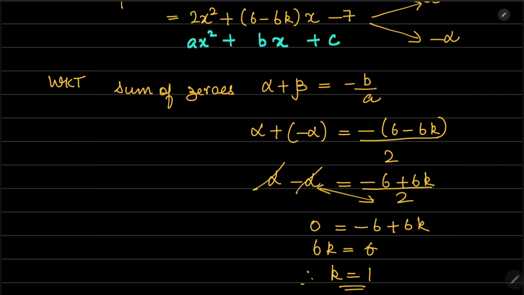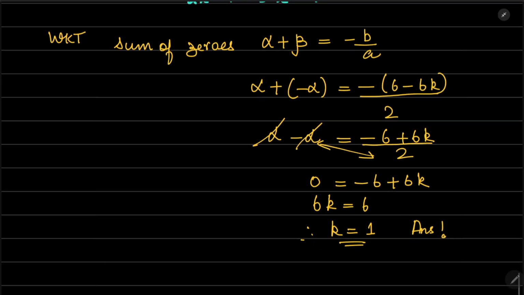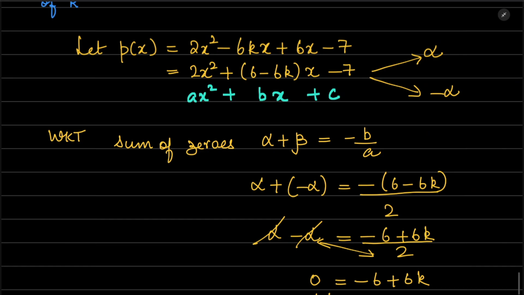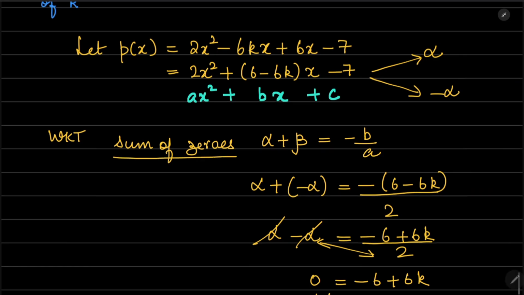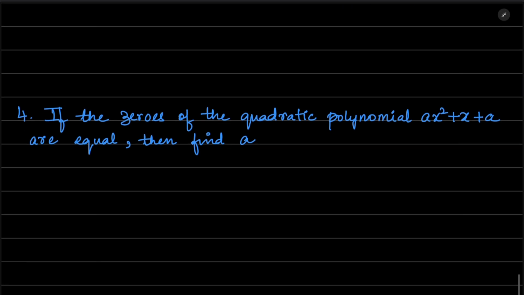Let me know if you are also getting the same. k equal to 1 is your final answer. Right? You should know which one to apply. Is it the sum or is it the product of the zeros? Now, let's move on to the next question.